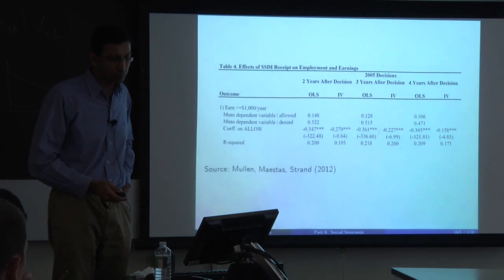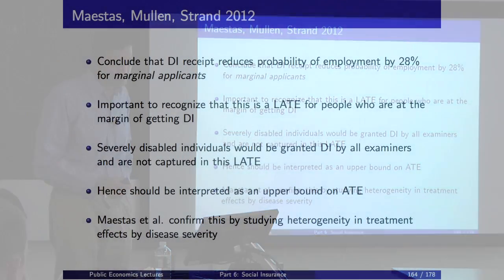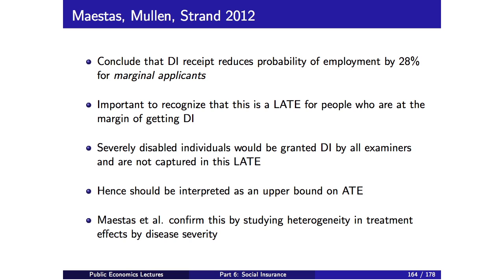Now, what I think is quite interesting about this is the following. They conclude that DI receipt reduces the probability of employment, as I was saying, by 28%. But they're careful to note that that's for the marginal applicants. So this paper illustrates well why local average treatment effects are different from average treatment effects and might be different from the treatment effects you care about for policy.